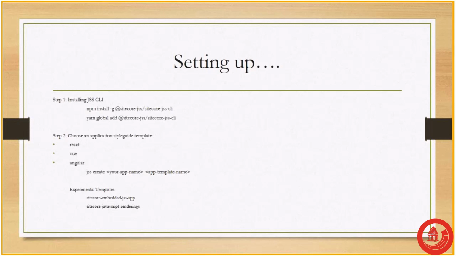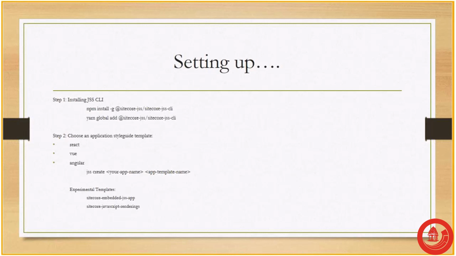Now, to create the application, we have multiple options from Sitecore. We can create it in 3 different style guide templates. Sitecore is currently supporting Angular, Vue and React. So there are style guide templates for all these 3 technologies. We can have our front-end JSS application created in any of these 3 technologies.